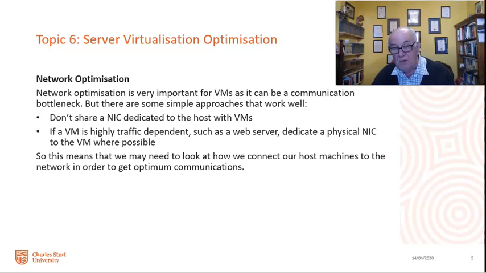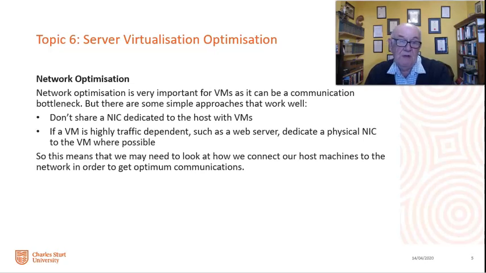We also need to look at network optimization. Of course, optimizing that network is quite important for VMs, as this can provide a communications bottleneck. But there's some very simple approaches that work well. Don't share a NIC which is dedicated to the host with VMs.